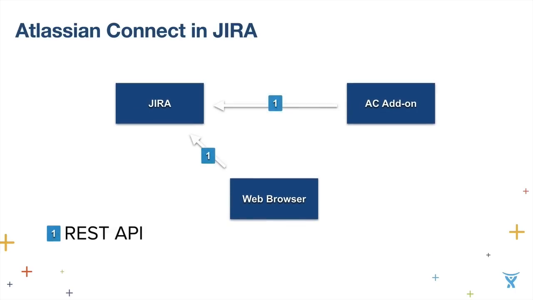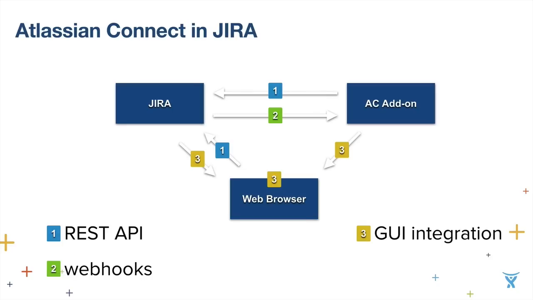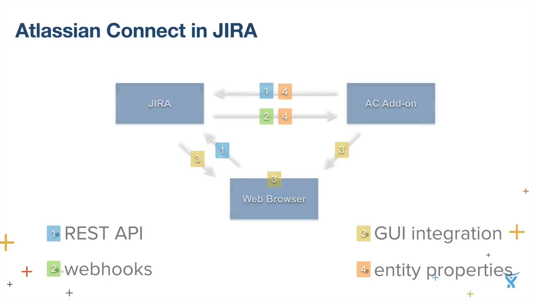How do they integrate with each other? So to start with, we have a REST API, which allows both add-on and user to set some data in JIRA. We have webhooks, which allow the add-on to listen for some specific type of changes which are happening in JIRA. We have the UI integration that actually allows add-on to display some information for the user within the JIRA page. And finally, we have the new thing for the integration, which is called entity properties. They are really exciting. I will talk about them in a minute.